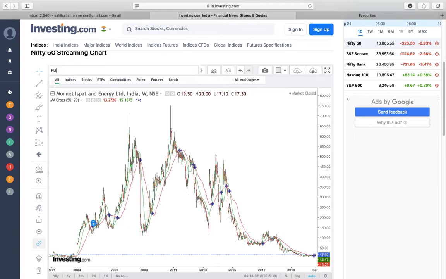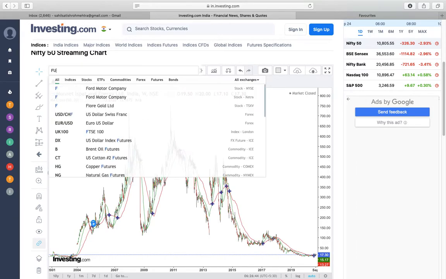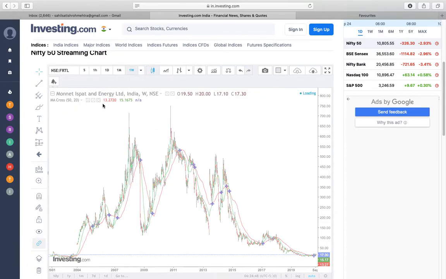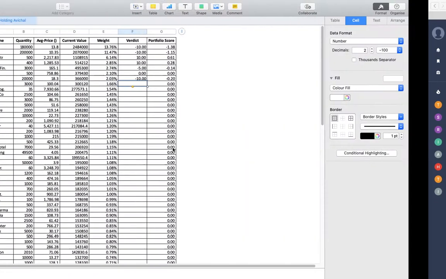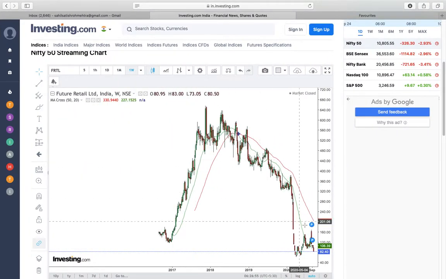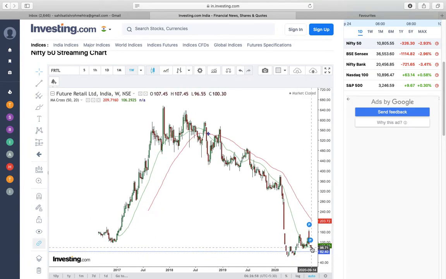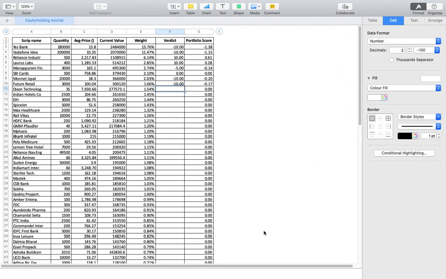Future Retail. So this one has been in news because of its acquisition by Reliance. So let's see how it has done. It has done extremely poorly, -10. Now, one could argue that the client has bought it at 100. It is right around here. It's no big deal. But why even have this stock in your portfolio? It just does not belong there.